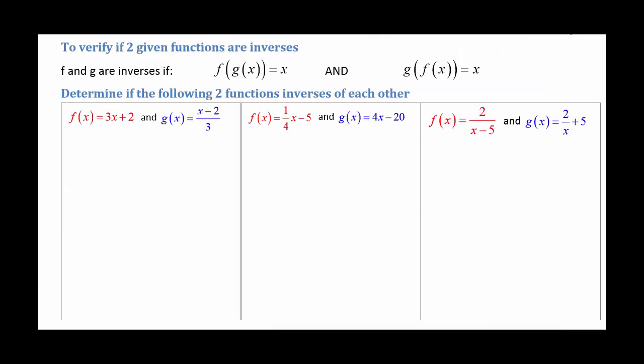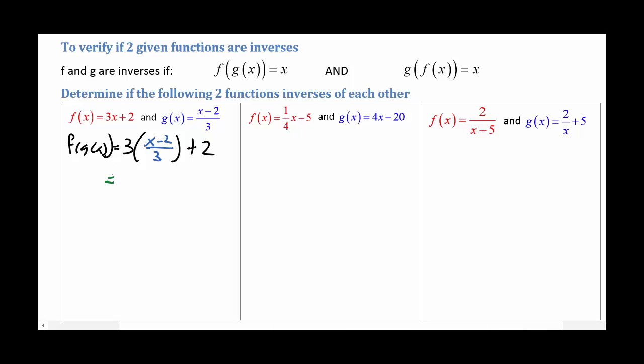Okay, so we're going to use that idea and test to see if the following functions are in fact inverses of each other. So that means we need to do f of g and g of f of x, both compositions. So we're going to start with f of g of x. In this case, who is the outside? That would be f. So I'm going to set up the outer function and leave a blank. And what's the inner function? That's going to be g. So that's (x minus 2) over 3.